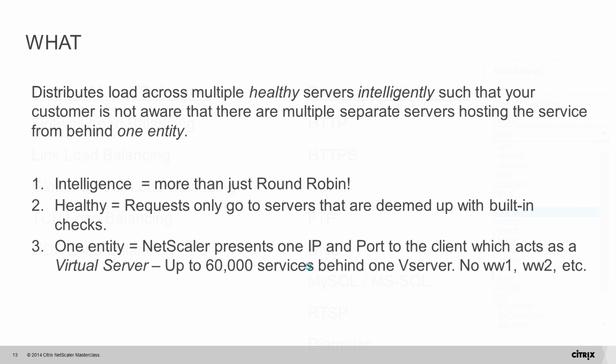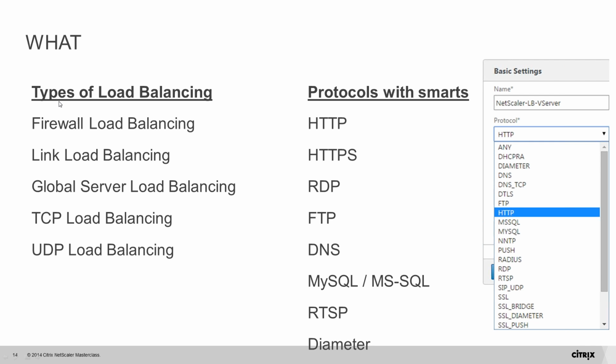All right. So the types of load balancing we do: firewall load balancing, link load balancing. This is load balancing of different components. Global server load balancing, we spoke about that. And we can load balance TCP, UDP. We also have SSL TCP, so we can encrypt TCP between the NetScaler and the client, and we can then decrypt it on the NetScaler. Just looking at the drop-down box from the NetScaler itself, we can see all the different types of load balancing methods, that are the protocols that we support.